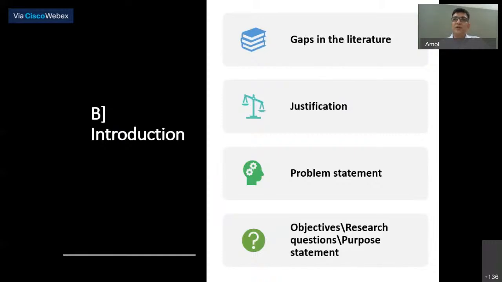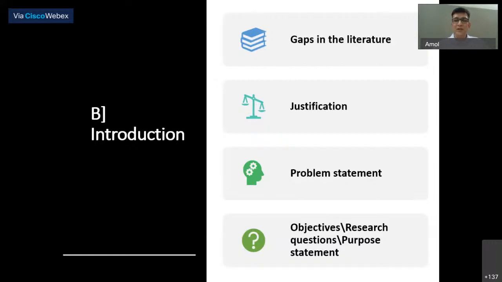Then we have to think about writing an introduction section of your protocol. And most of the time, in introduction section, we write a review of literature. No, introduction means you have to give some key basic definition, state the problem in the context, and then find out the gaps in the literature, then justify why you need a research on this topic.